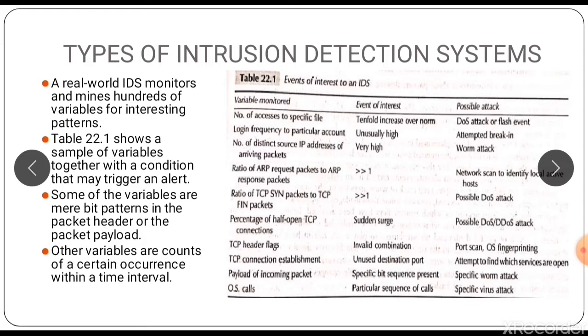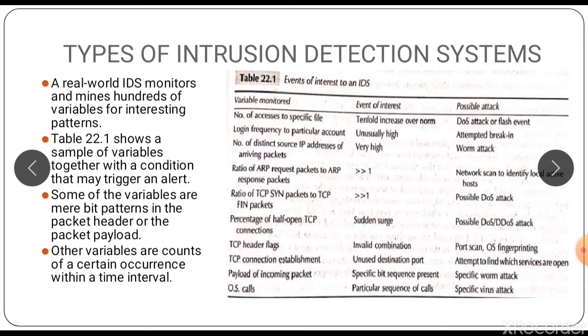So just look at some of the events in the table. The first one, the variable monitored, is the number of accesses to a specific file. The event of interest is when the access to that specific file suddenly increases 10 times over the normal. So it may be indicating a denial of service attack or a flash event.